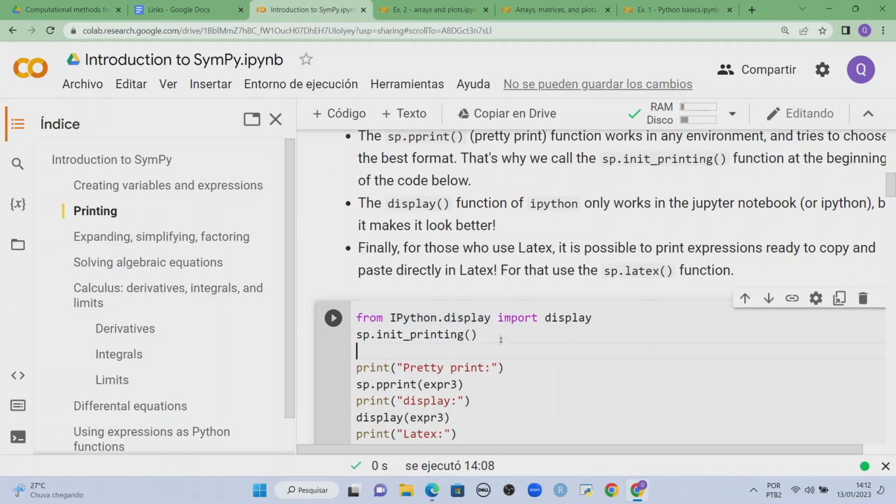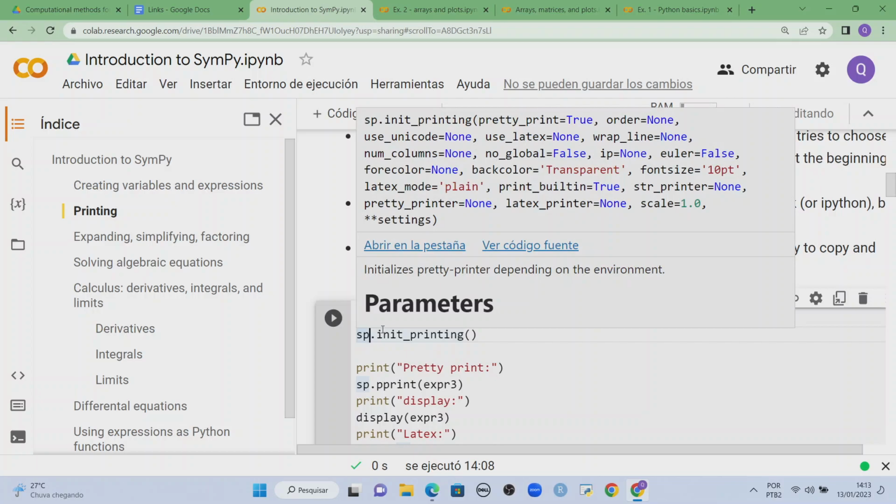So I import display, and I do this init_printing so that SymPy recognizes the environment it is in, okay? So for instance, if you are in pure Python, it will print in a certain way. If you are in a notebook, it will print in a certain way. If you are in an IPython shell, it will print in a different way. So depending on the environment where you are using it, it tries to choose the best option to display. Okay, so this is what this function here does. Usually you do this when you first import SymPy, just to get it to recognize the environment.